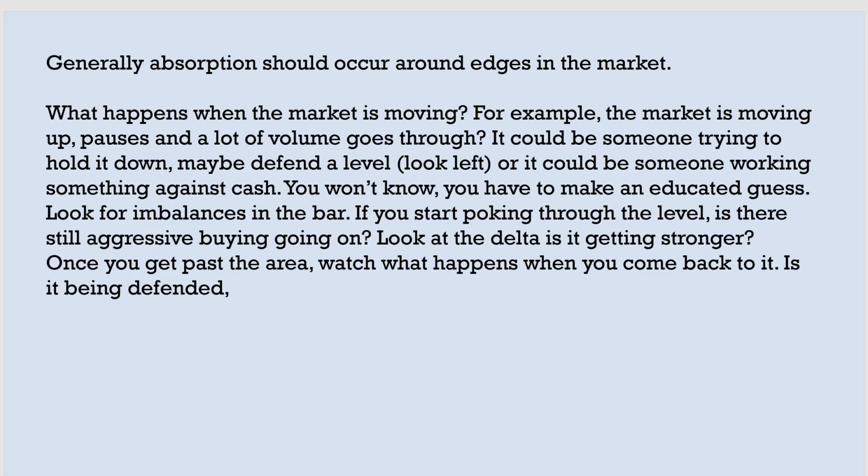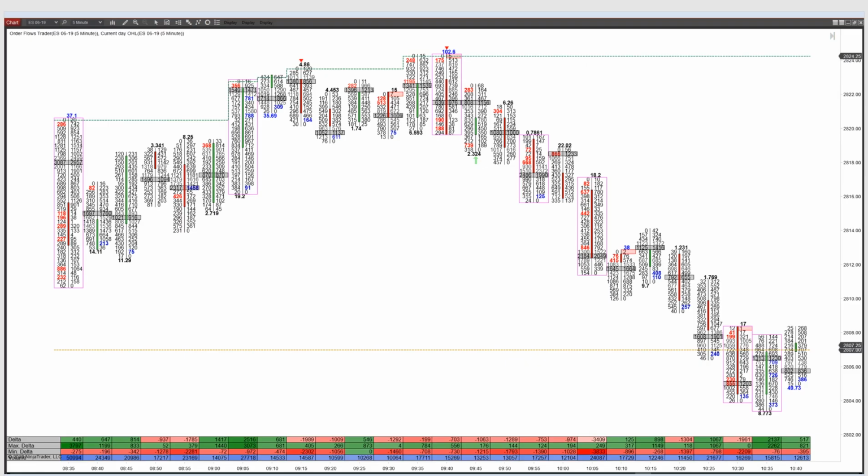Look for imbalances in the bar. If you start poking through the level, ask yourself, is there aggressive buying going on? Look at the delta. Is it getting stronger? Once you get past that area, watch what happens when you come back to it. Is it being defended? And, perfect example, we're coming up here. We're at our highs here, right? You got your new high. Yeah, you got nice volume. Next high, okay, you still got some decent volume. Still got... make this new high. Well, you got negative delta. Volume overall is still strong.